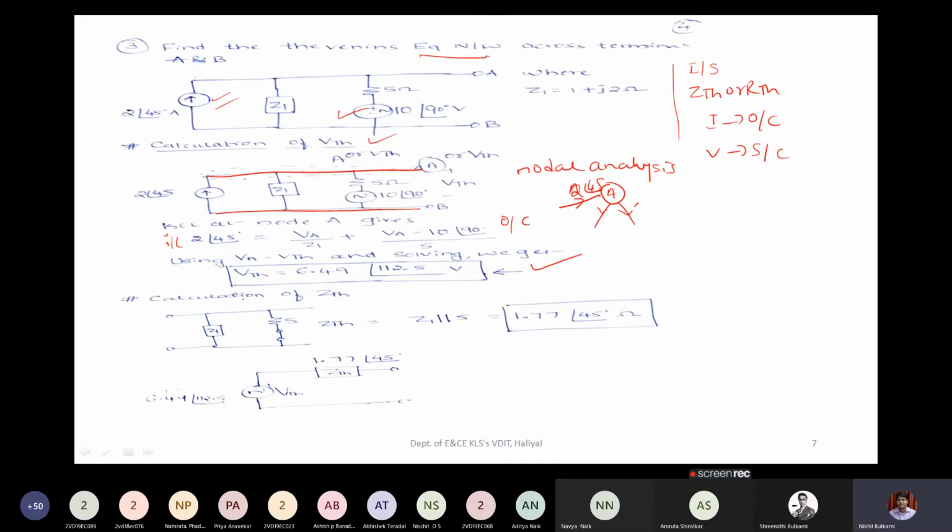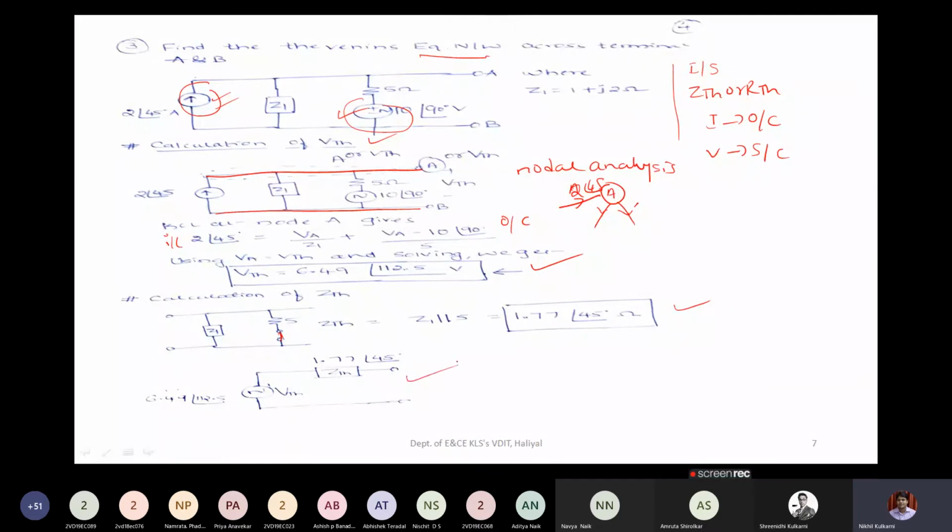Next, to calculate ZTH, what you have to do? You have to disable the sources, this current source and this voltage source. This will be shorted, and this will be made open. If you check that, you will get this. So this is shorted here, and this is open. So it is the same as Z1 in parallel with 5, and if you calculate that, you should get 1.77 at an angle 45 ohms.